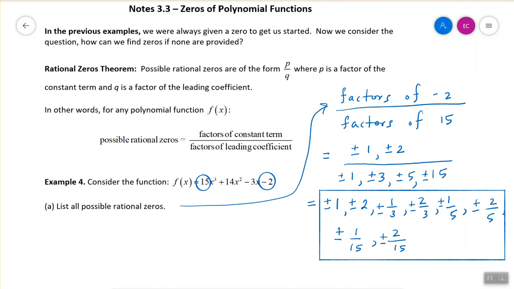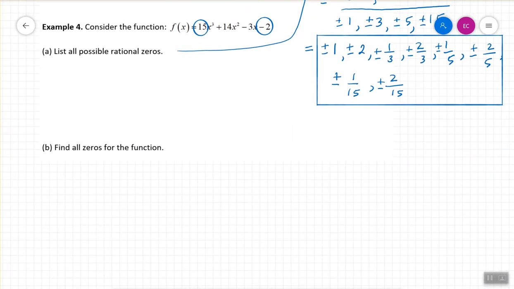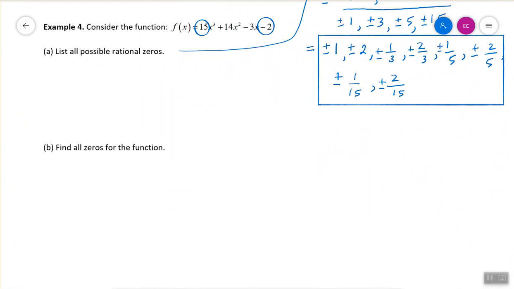In our problems, some of these possible zeros will work. So let's go ahead and figure out what the zeros actually are. So in part B, find all zeros for the function. What we're going to do is just start checking. And how will we know when we find one? We'll know we found a zero when we do the synthetic division and the remainder is 0.